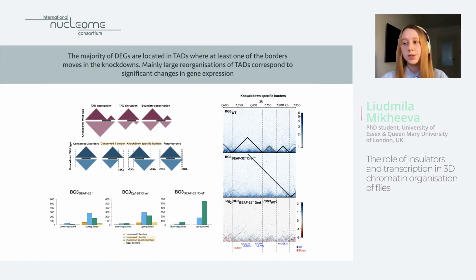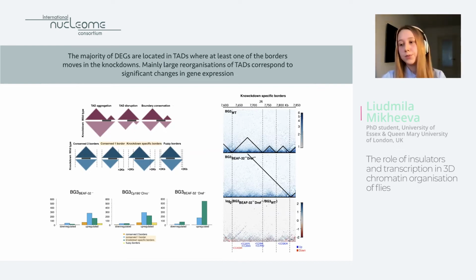We group genes depending on 4 different TAD reorganization patterns, as you see in blue. The majority of differentially expressed genes are upregulated and belong to the two largest groups, that is Chromator-bound border and knockdown-specific borders, that can be defined as a massive TAD rearrangement. For example, on the right-hand side, you see the panel that shows what the knockdown-specific border change looks like. So we see many aggregations and some border shifts happening simultaneously.